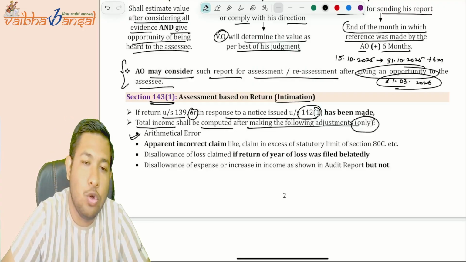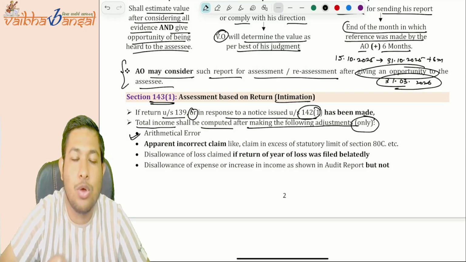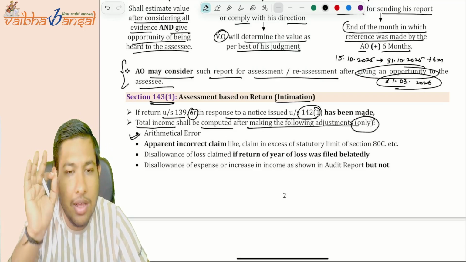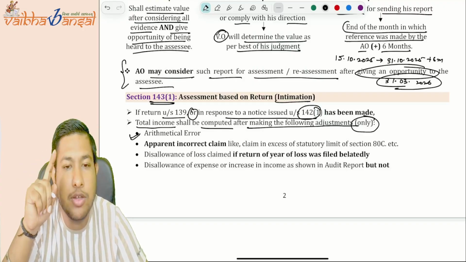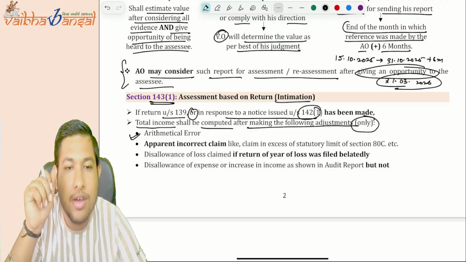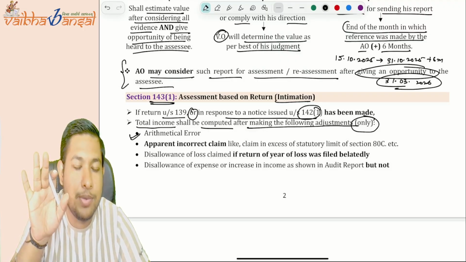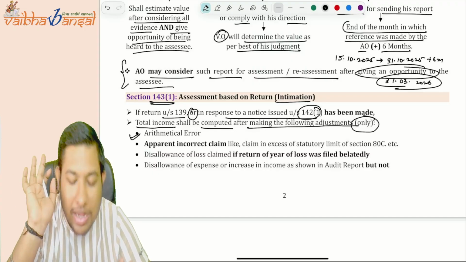See, this is not much of a concern as of now because everything is system oriented. But if we go 10 to 12 years back, the physical filing of return of income was also going on. So in that case, an arithmetical error could happen. But now the chances are very less or negligible.